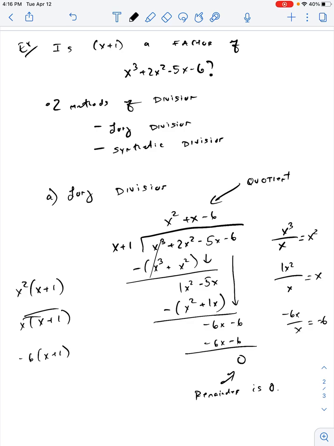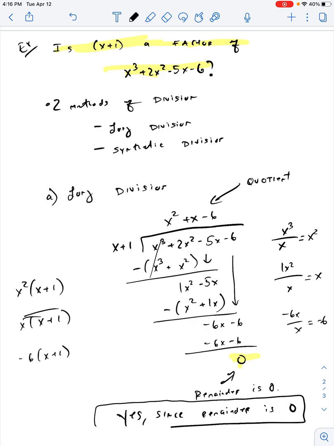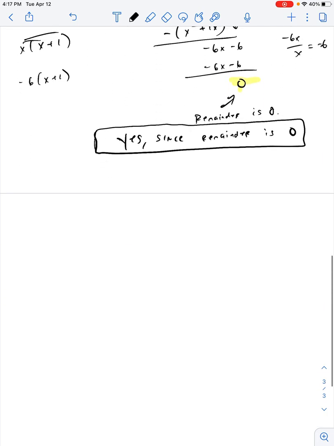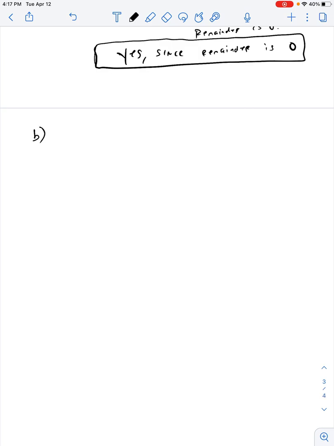So back to the question. The question asked, is x plus 1 a factor? It sure is. The remainder is 0. So we can say yes, since the remainder is 0. So this could have been done by long division, or it could have also been done by synthetic. So let's take a look at synthetic division.